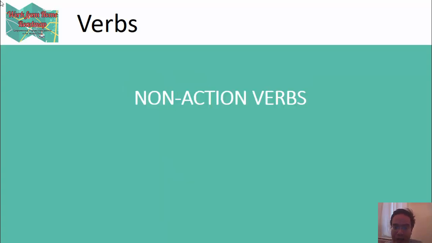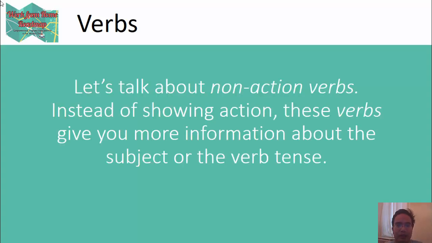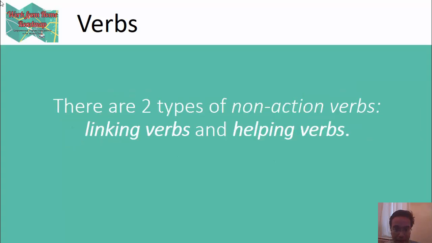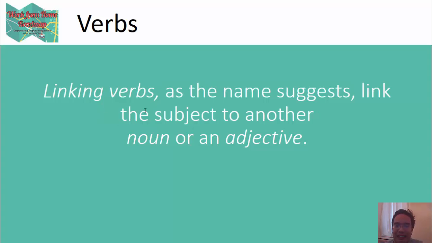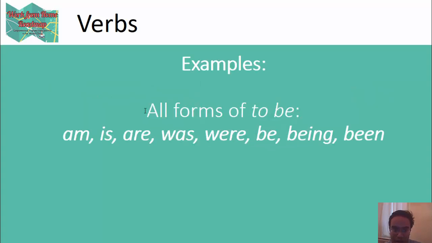Earlier we talked about action verbs. Now let's talk about non-action verbs. Instead of showing action, these verbs give you more information about the subject or the verb tense. There are two types of non-action verbs, linking and helping verbs. Linking verbs, as the name suggests, link the subject to another noun or an adjective.